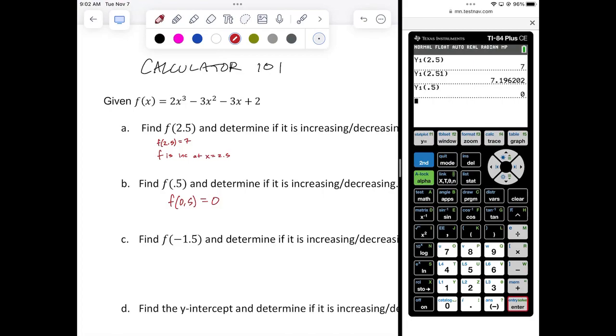So is it increasing or decreasing there? Well, alpha trace number 1. Let's evaluate it where? At 0.51. And you get a negative value now. So in a complete sentence underneath there, we'll say f is decreasing, DEC is fine, at x equals 0.5.